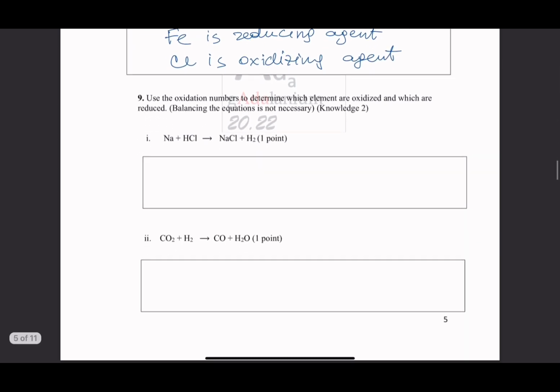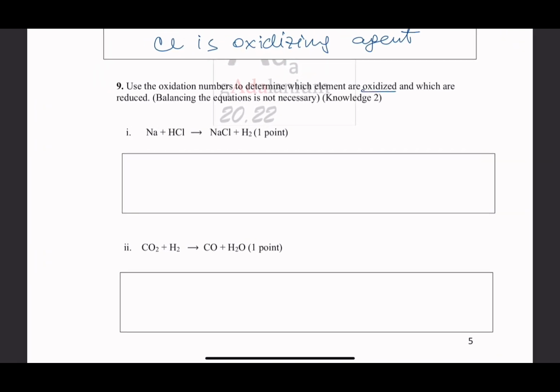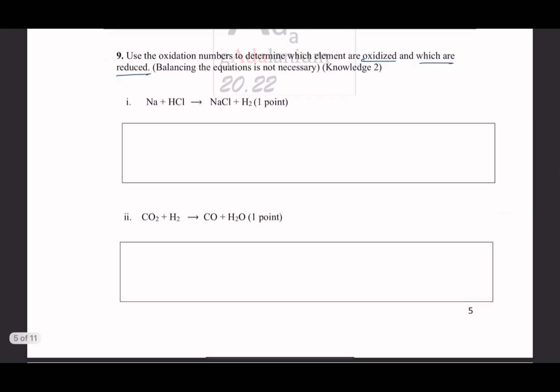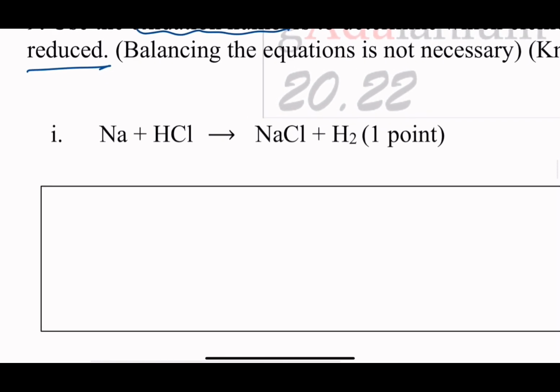Okay, now we go into the next question. Over here it's saying use the oxidation numbers to determine which elements are oxidized and which are reduced. Let's do this together. Some of you have written in terms of oxygen loss and hydrogen gain, but over here I'm asking using oxidation numbers. So let's go to it.